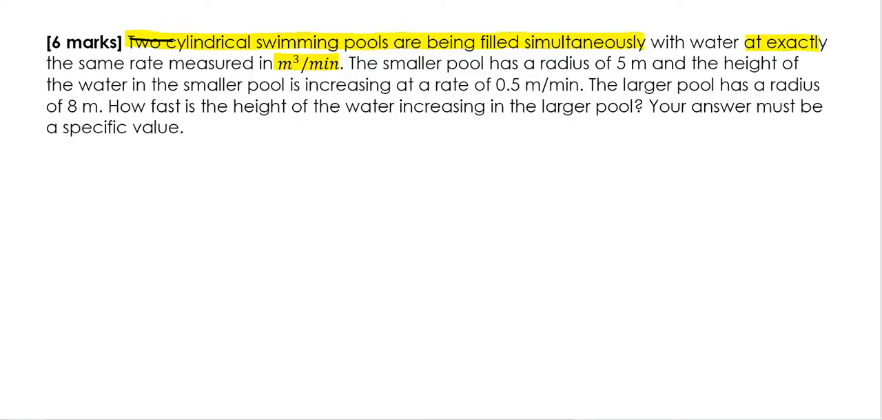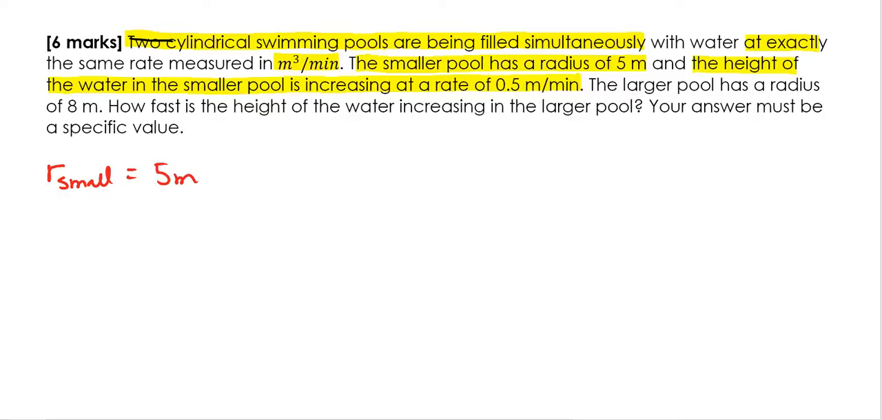Okay, the smaller pool has a radius of 5 meters. Let me write that down. I know that the radius of the smaller pool is going to be 5 meters. And then the height of the water in the smaller pool is increasing at a rate of 0.5 meters per minute.